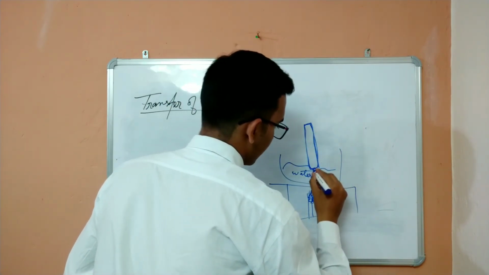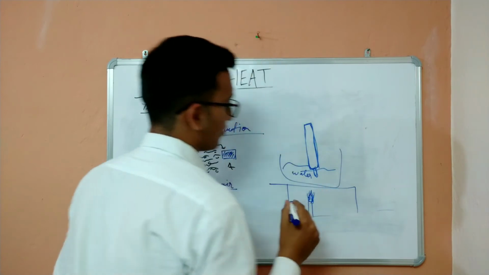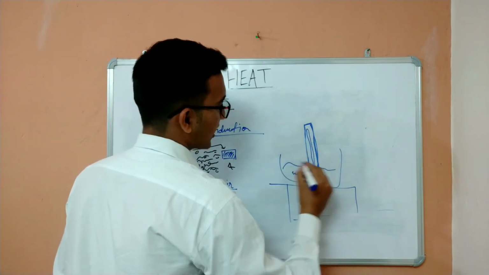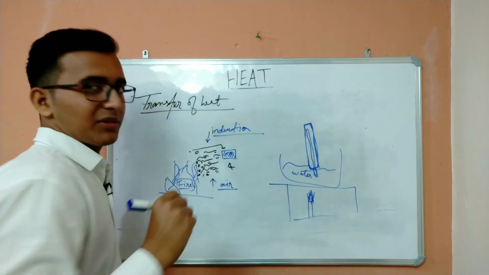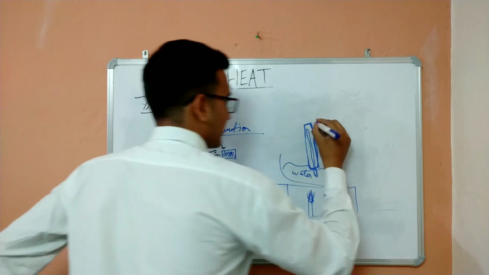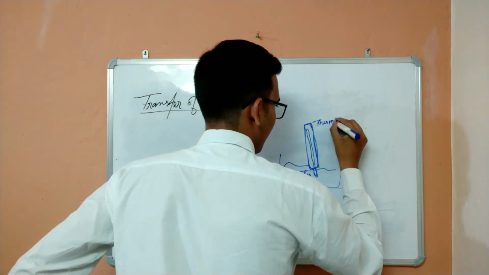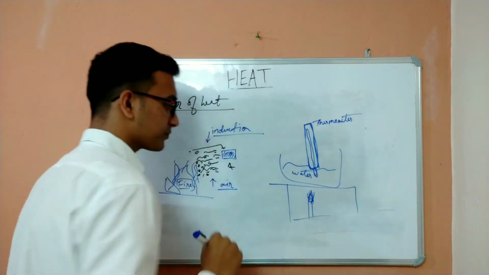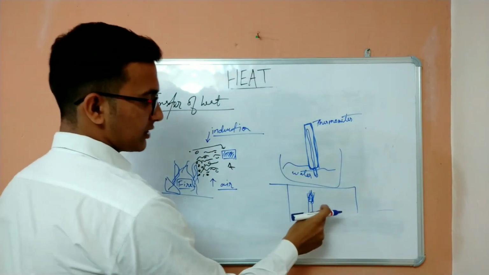Please spare me. I ask for forgiveness for this very weird and worst diagram in the whole world. But please, I'm really sorry. But this is the thermometer. Okay. Excuse me. And this is the Bunsen burner.